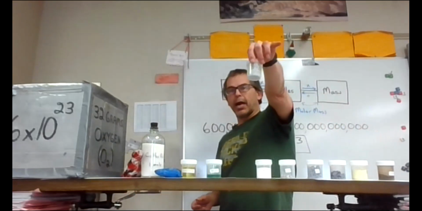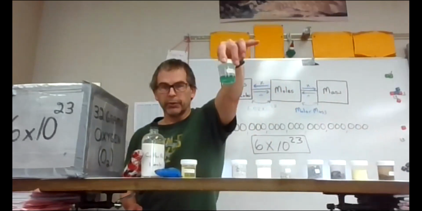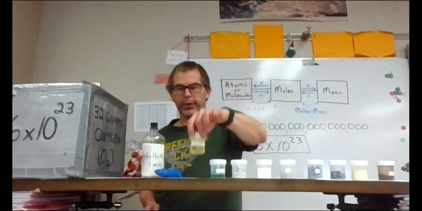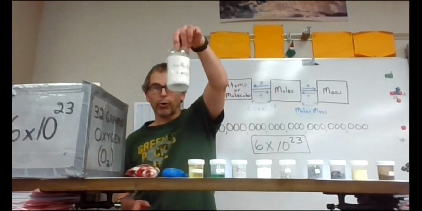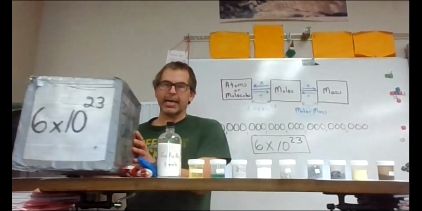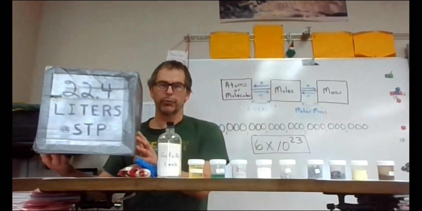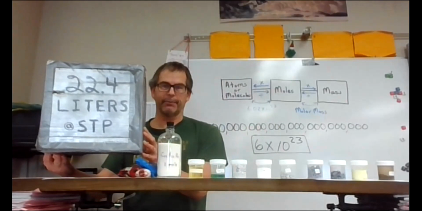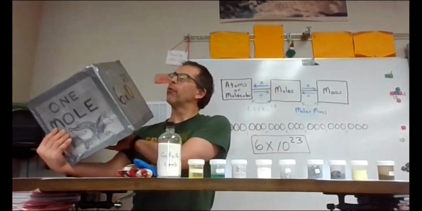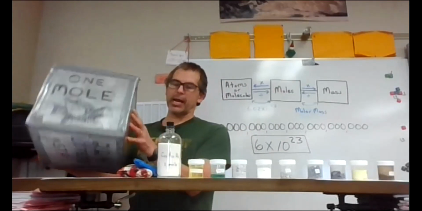A mole of calcium carbonate molecules or formula units right here. A mole of water molecules and a little food coloring right here, and a mole of ethanol and a little food coloring right here. And here is a mole of sucrose, which would be table sugar right here. And if I had a gas at standard temperature and pressure, which is pretty close to room conditions here, it would actually take up a volume of 22.4 liters, like this big 22.4 liter cube right here. All right, so that is a mole.